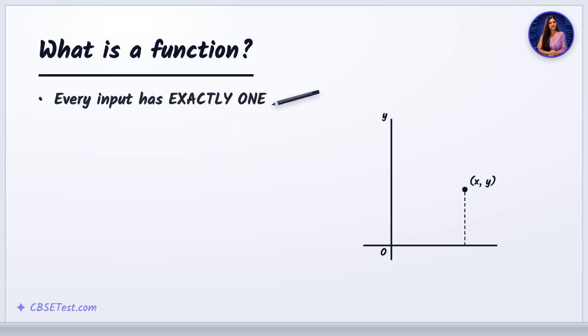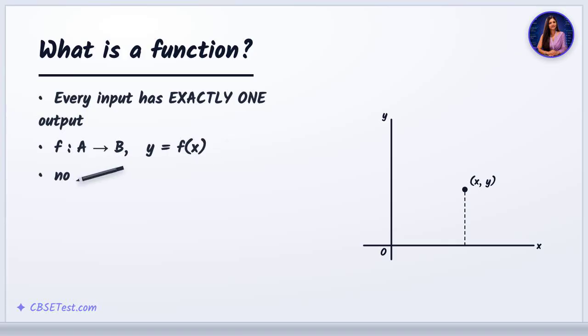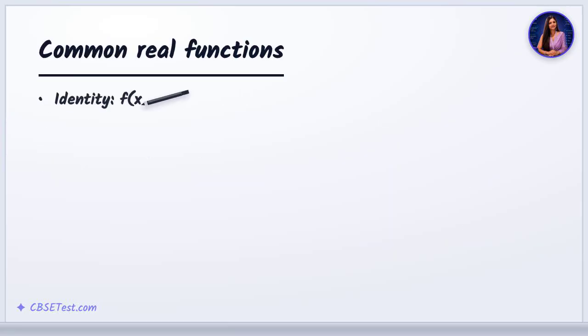A function is a special relation. Each input is paired with exactly one output. No element of the domain may map to two different values. That's the defining rule.